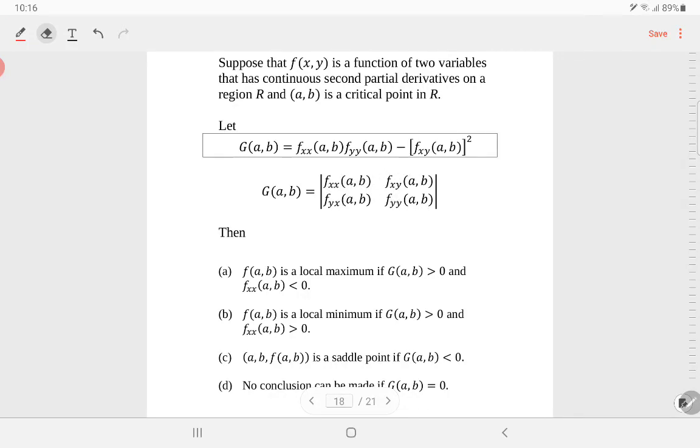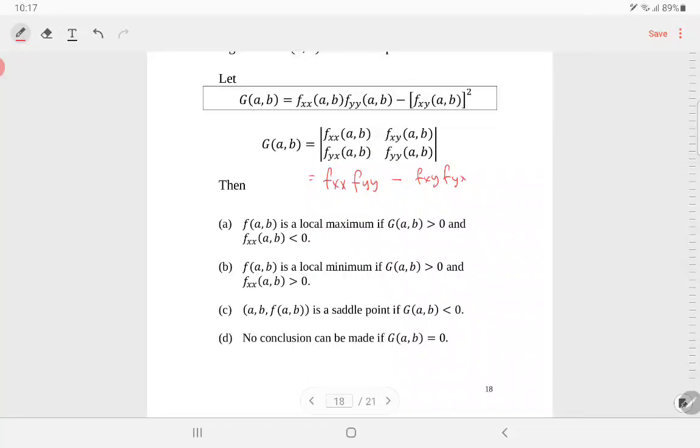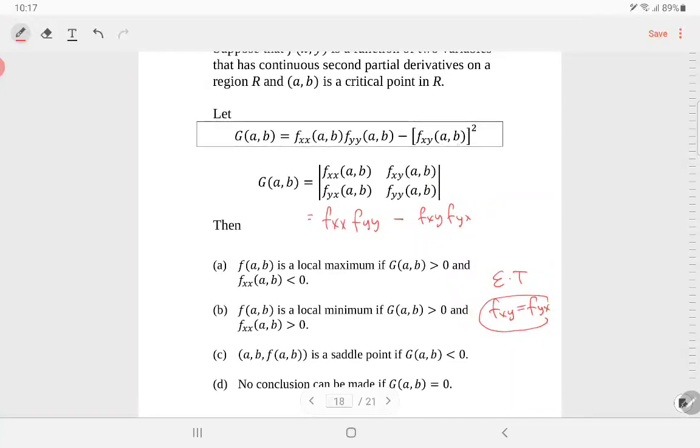When you take the determinant of this, you have fxx times fyy, remember a, b, c, d, the determinant is ad minus bc, so minus fxy times fyx. But from before, we know from Euler's theorem that fxy is equal to fyx if the first order and second partial derivatives are continuous. So when these are equal, fxy times fyx is really fxy squared. That's how we get this formula.